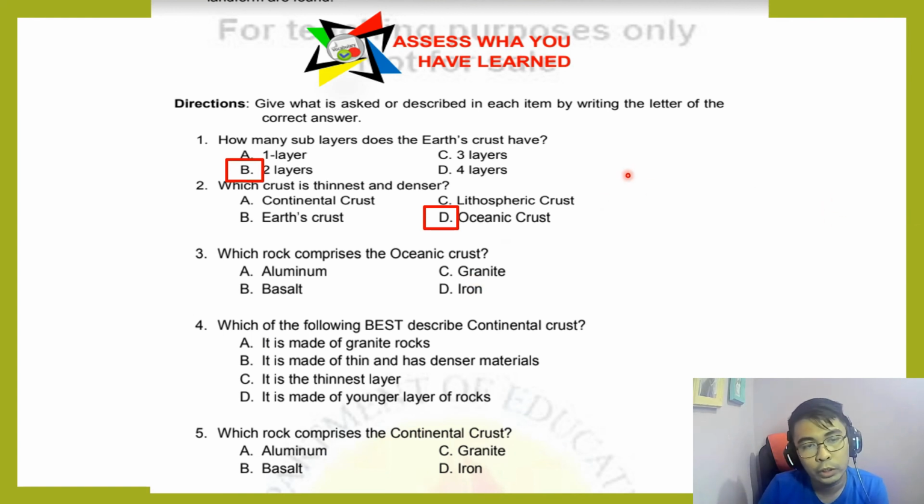For the third, which rock comprises the oceanic crust? Okay, that's letter B, basalt or basaltic rocks. For the fourth, which of the following best describes continental crust? Letter A. It is made of granite rocks or granitic rocks. And number 5, which rock comprises the continental crust? Of course, letter C. Granite rocks or granitic rocks.